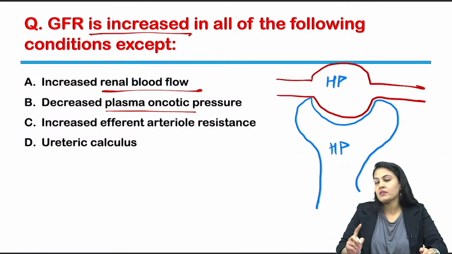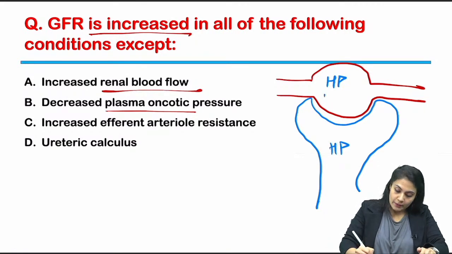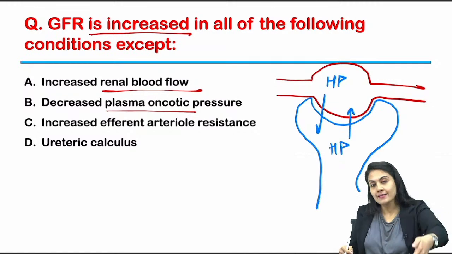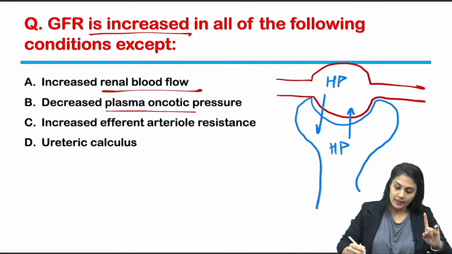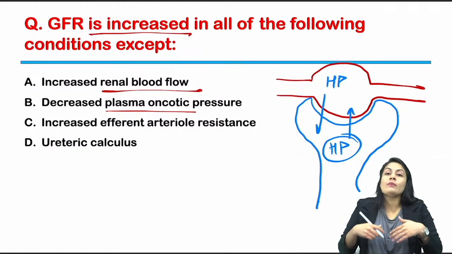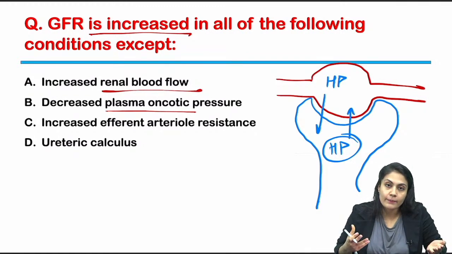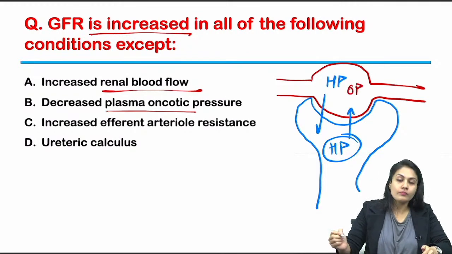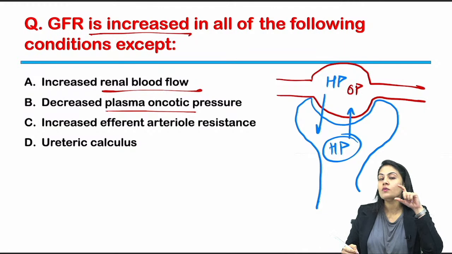Hydrostatic pressure is present in both. Hydrostatic pressure is the pushing pressure. So if the hydrostatic pressure inside the glomerulus is increasing, it will increase the GFR. On the other hand, if it is increasing in the Bowman's capsule, it will inhibit, or rather decrease, the GFR.